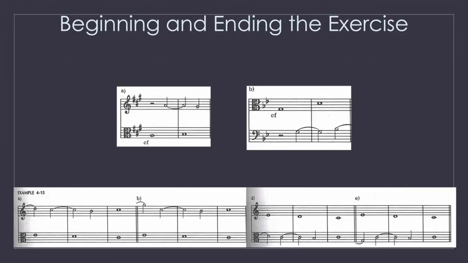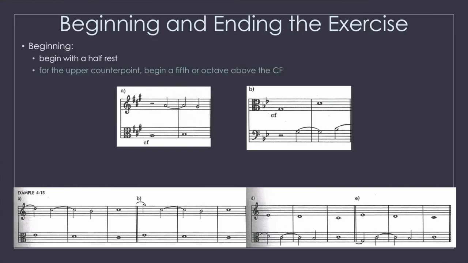Let's look at the beginning of the exercise and the ending of the exercise. So at the beginning, as we mentioned, you're going to begin with a half rest. For the upper counterpoint, when the cantus firmus is in the lower voice, you're going to begin with either an octave or a fifth. So there I penciled them both in, but the authors chose the octave. A, G sharp, C. Okay.